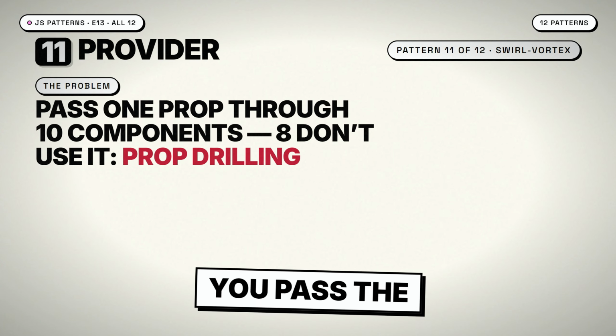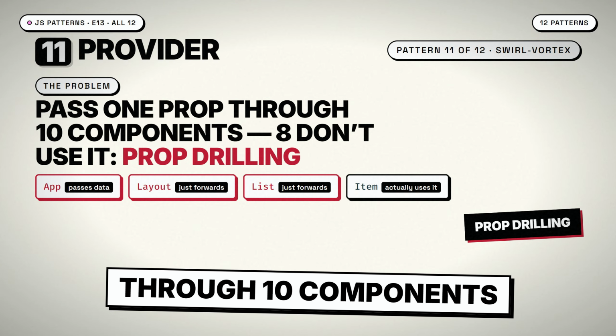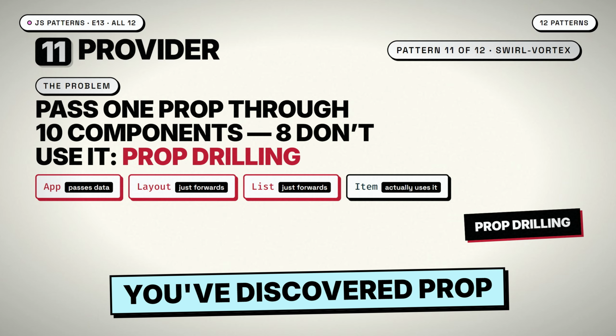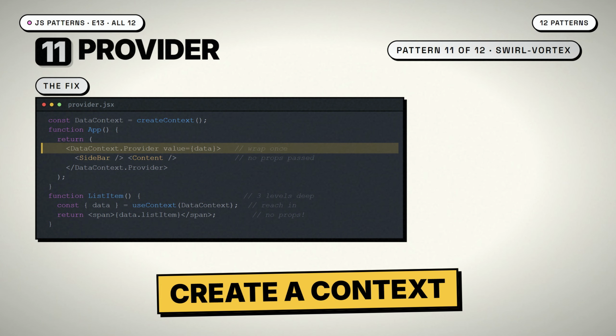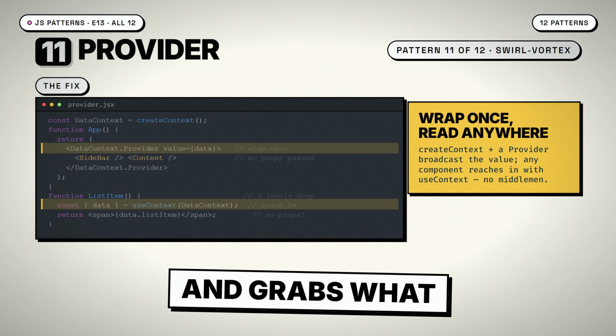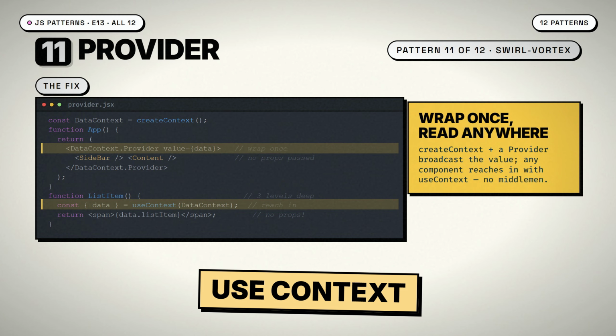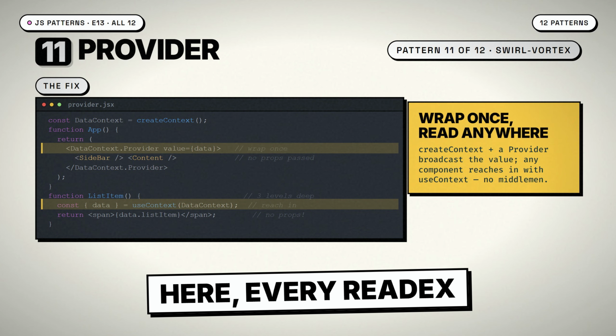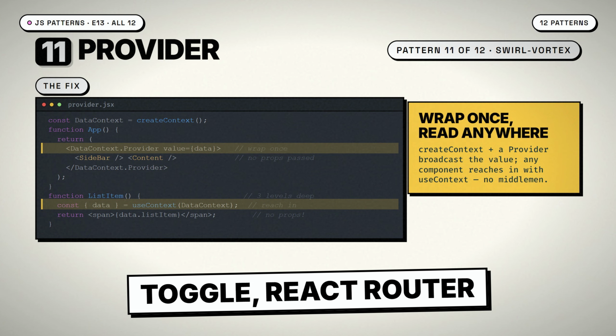Pattern 11, Provider. You pass the same prop down through 10 components, and 8 of them don't even use it. Congratulations, you've discovered prop drilling. Create a context, wrap your tree once, and any component at any depth reaches in and grabs what it needs with useContext. No more threading props through middlemen who don't care. You already live here: every Redux store, every theme toggle, React Router.